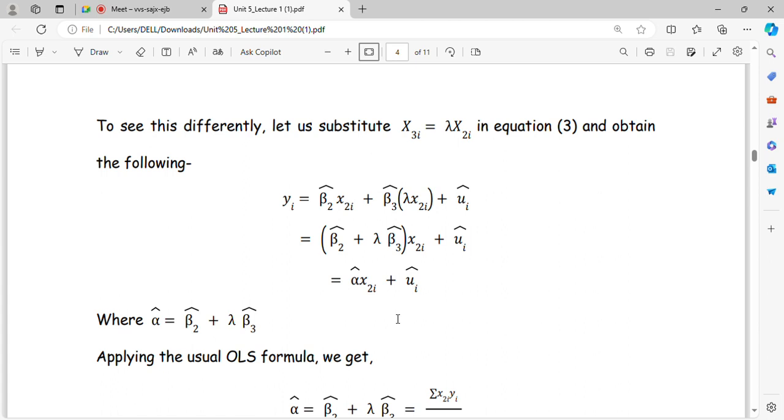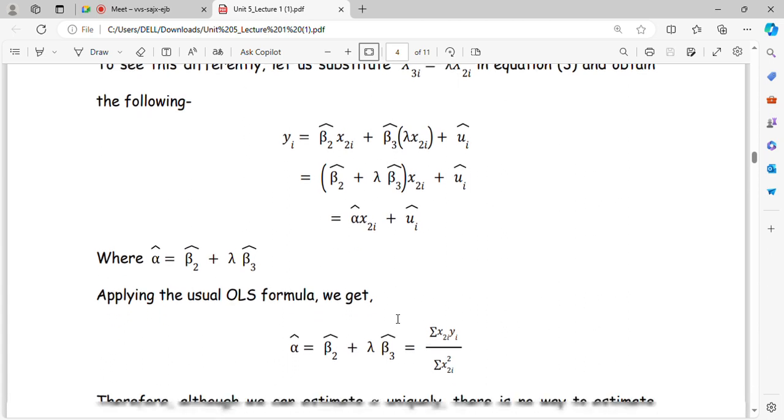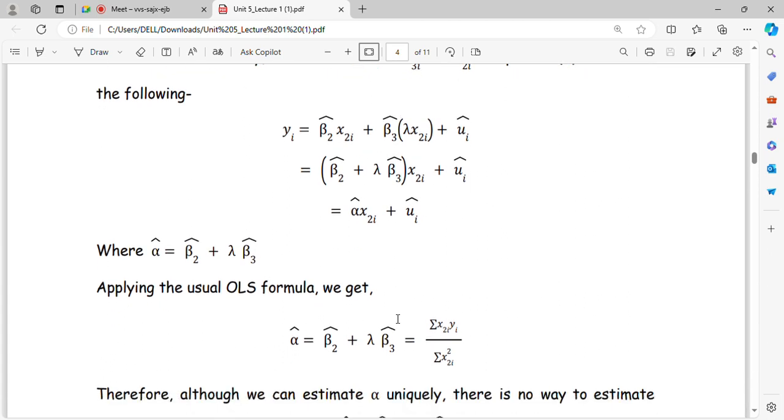Using the OLS formula, ordinary least squares formula, we can easily get the value of alpha hat, which we know as alpha hat equals summation of x2i yi divided by summation of x2i square. That we all know. This is the regression coefficient. That means what we are getting is one equation where beta 2 hat plus lambda beta 3 hat equals summation of x2i yi by summation of x2i square.